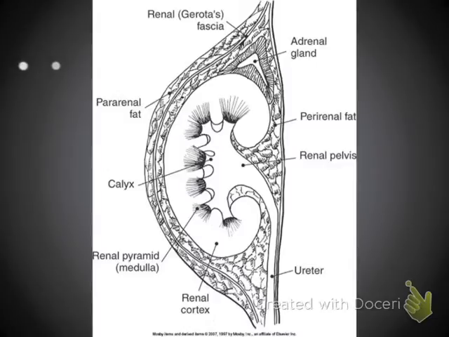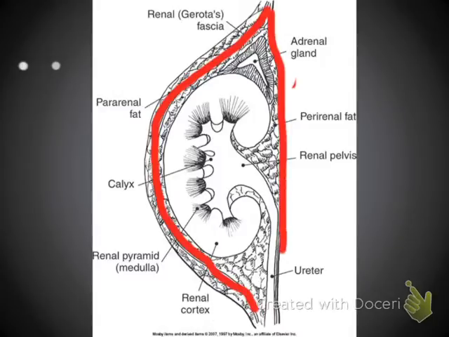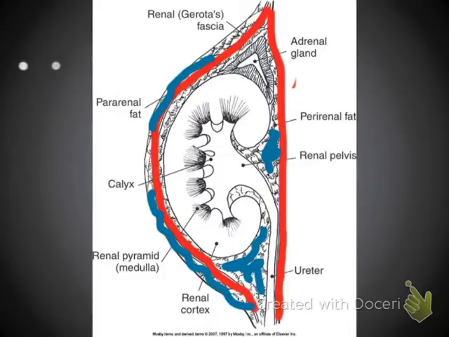So looking at this diagram, we see that we have the adrenal glands here. And then we have the kidney. And if we'll notice, we have this structure kind of running here, and that is Gerota's fascia. And we also have, surrounding the kidneys and the adrenals, all of this stuff here, and that is the perirenal fat.